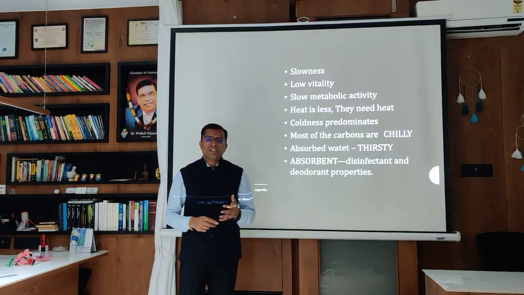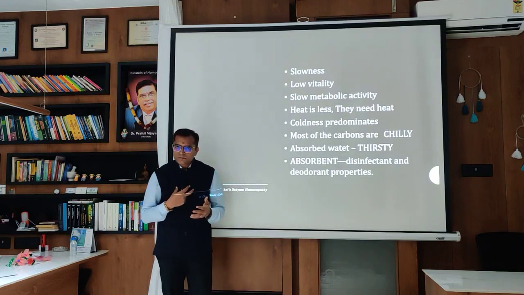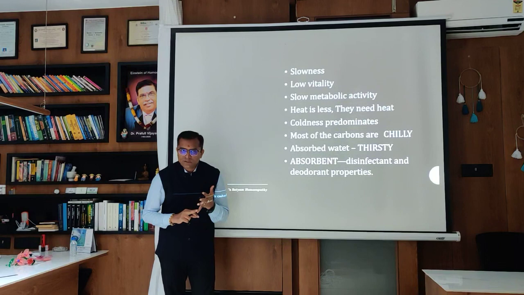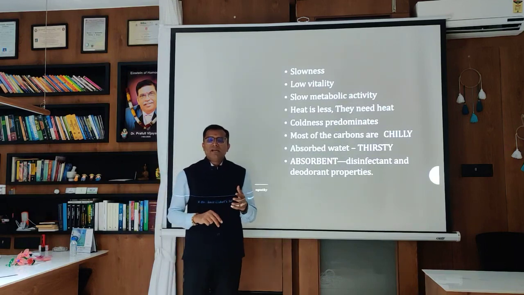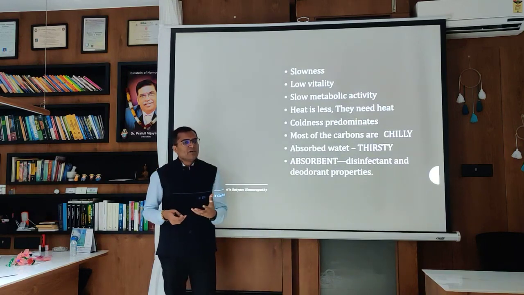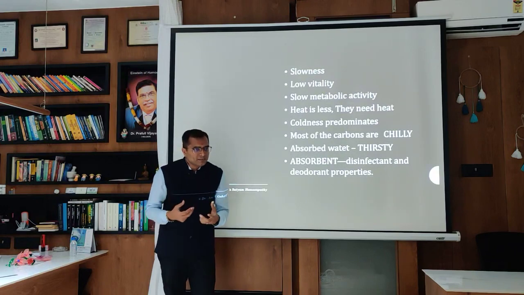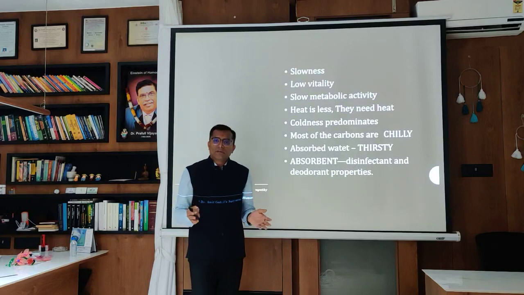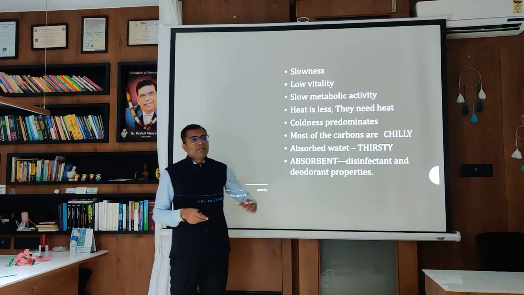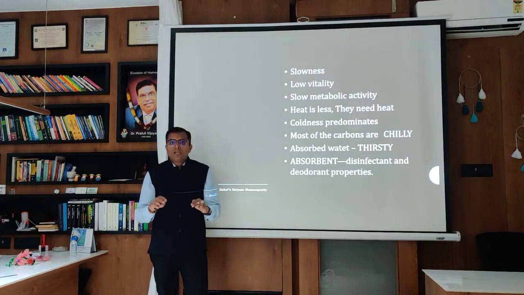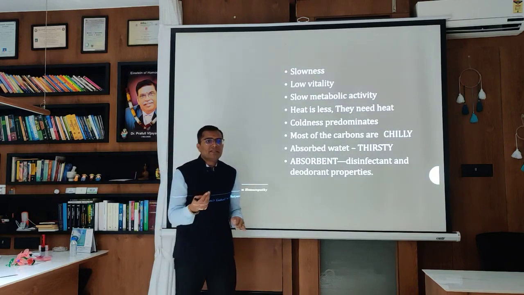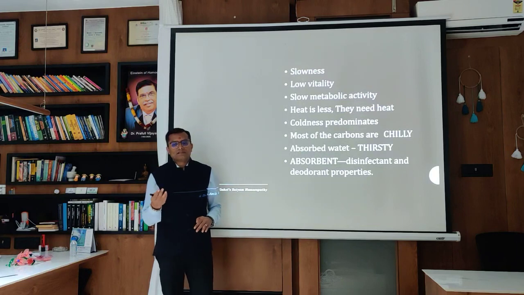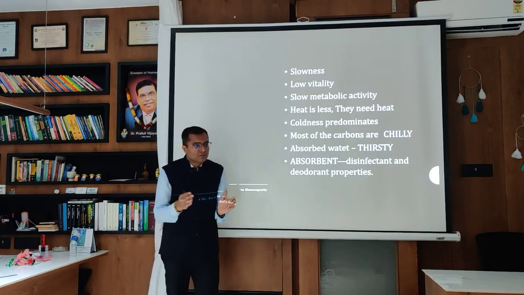Homeostasis leads first to circulation. We have to understand airway, breathing and circulation. In the airway there is more accumulation of carbon, so there is low vitality. Slowness of circulation, slow metabolic activity. When metabolism is slow, the development of ATP is less, so there is no generation of heat. Heat becomes less, so they want heat again also.